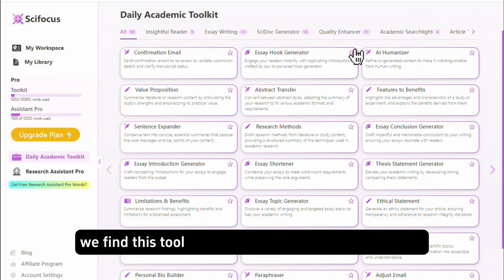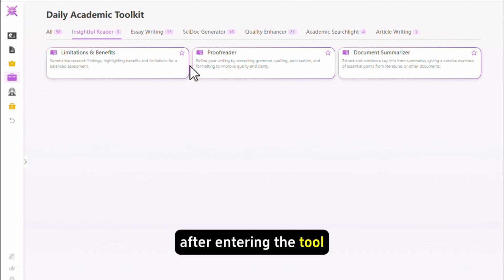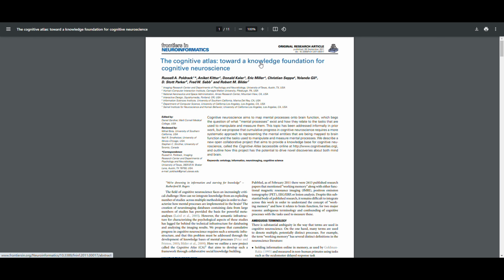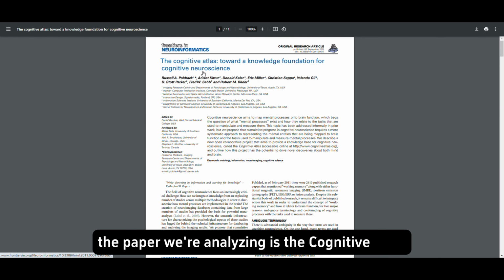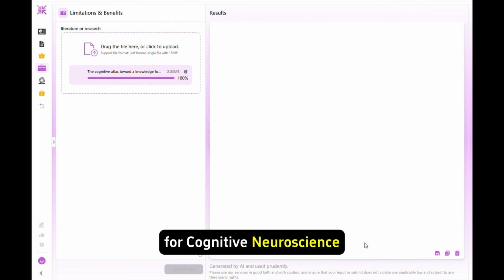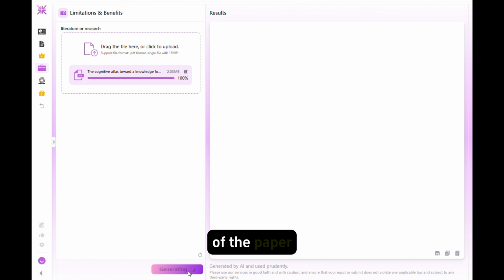First, we find this tool under the Insightful Reader category. After entering the tool, we upload the PDF of the paper we want to analyze. The paper we're analyzing is The Cognitive Atlas, Toward a Knowledge Foundation for Cognitive Neuroscience. Then we click Generate. Now, we get a description of the limitations and benefits of the paper.